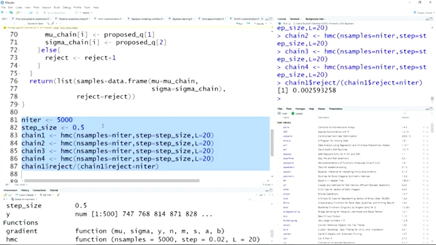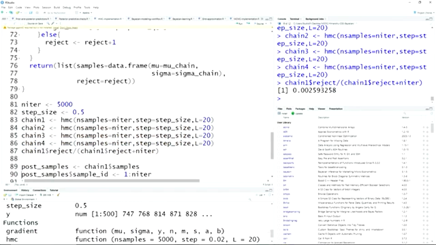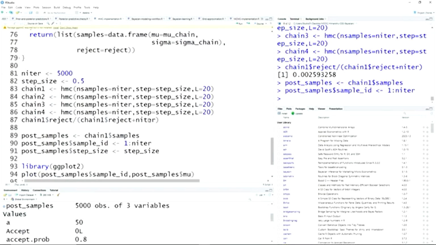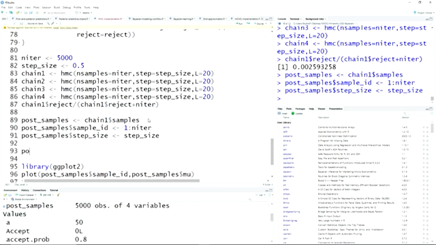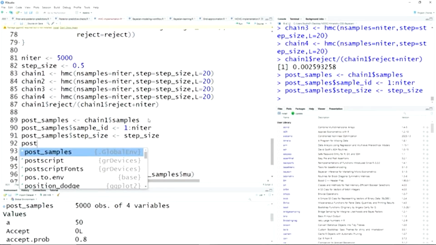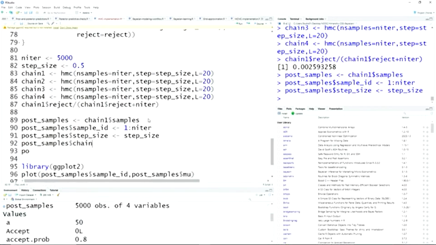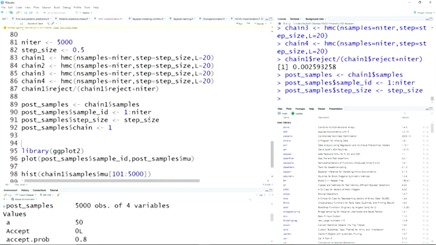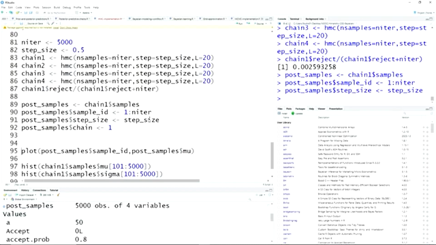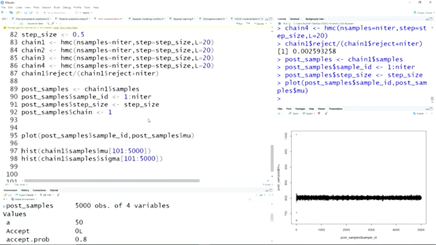Okay. And the rejection rate in the last one is 0.25%. Posterior samples. Now you can do rbind. One more thing you can do: post samples, chain ID, chain was 1. Or you can visualize each chain separately. So this is the first chain of mu. Let us see the second chain.